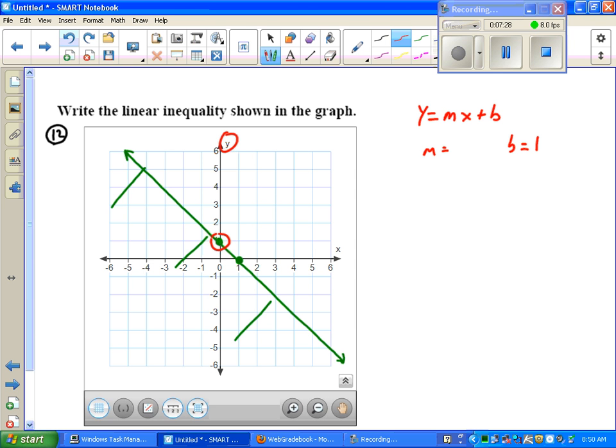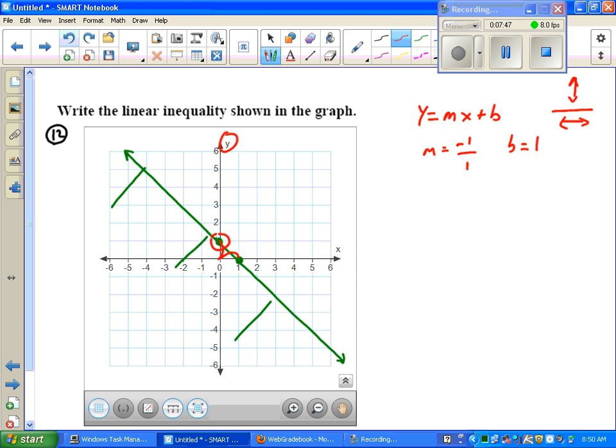Your slope tells you how many times it rises, which means up or down, over how many times it runs, which means left or right. So it's actually going down once and to the right 1 time. Down once means negative 1, to the right means positive 1.